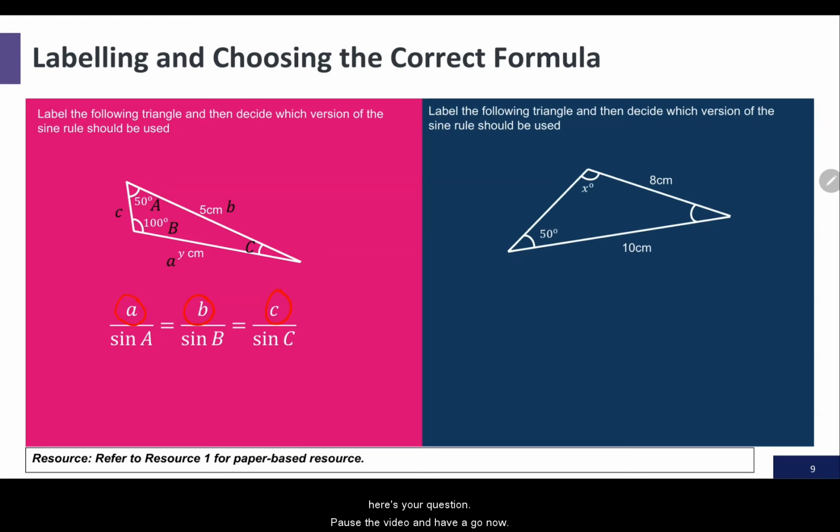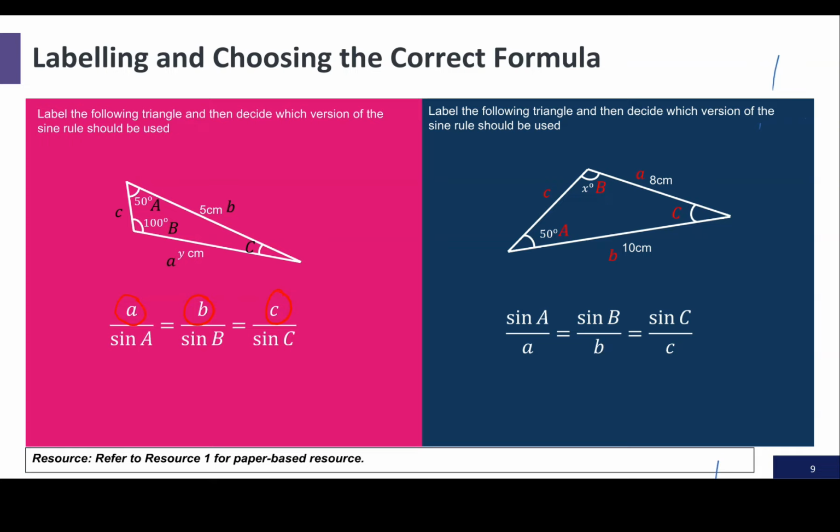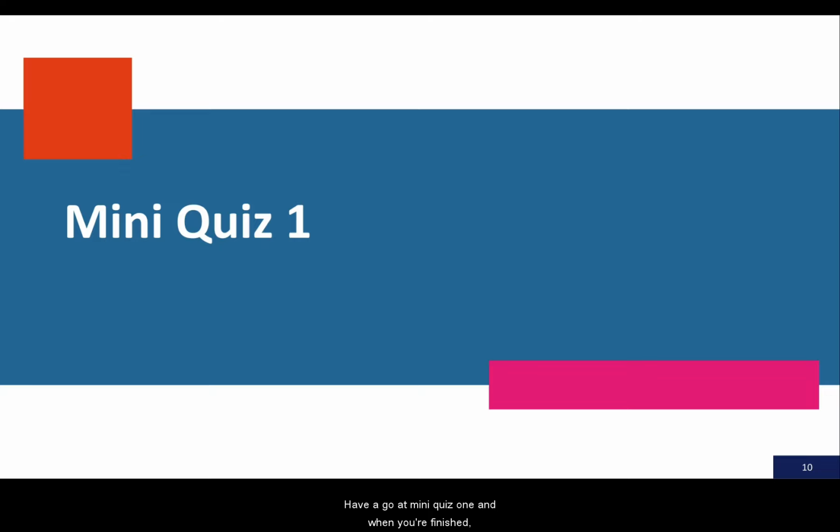Here is your question. Pause the video and have a go now. Here is the solution. So this time we were trying to find an angle, so the angles need to be on the numerator. Now your labelling might be slightly different to mine, but as long as the uppercase and lowercase are opposite to each other, it will be correct. Have a go at mini quiz 1, and when you're finished, come back to the video.